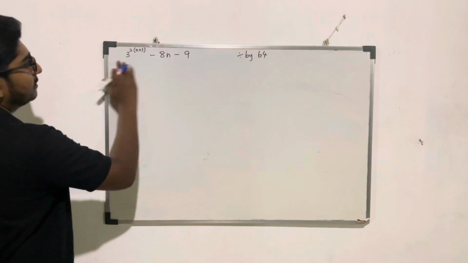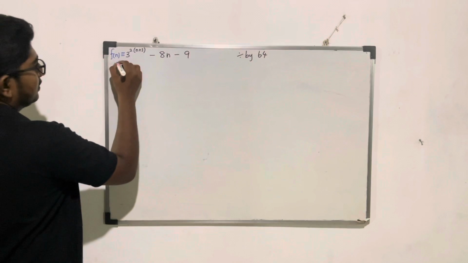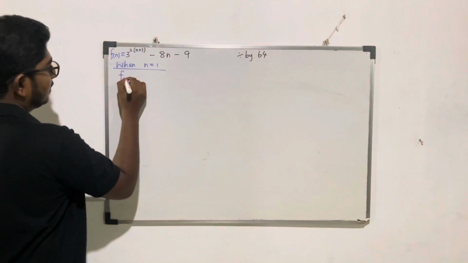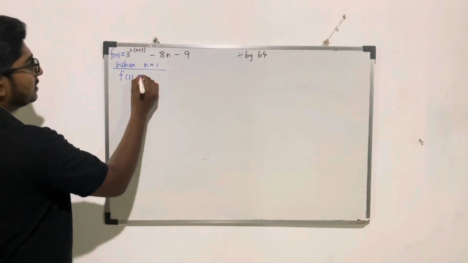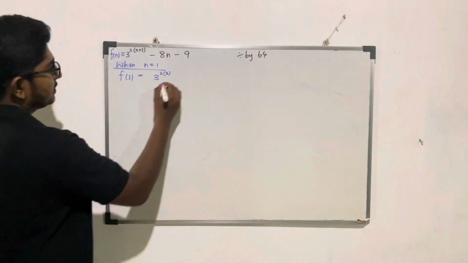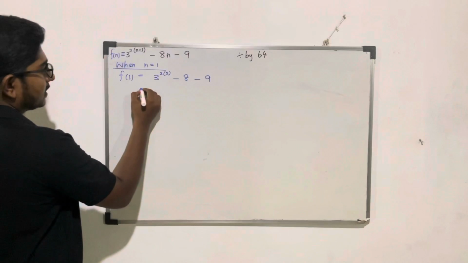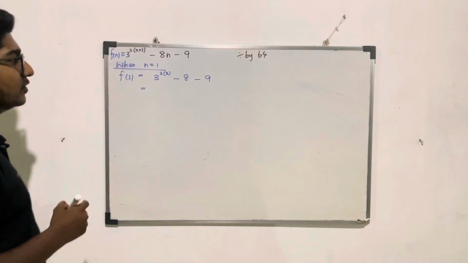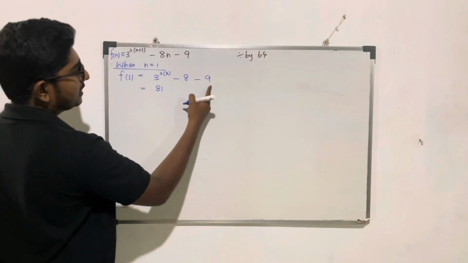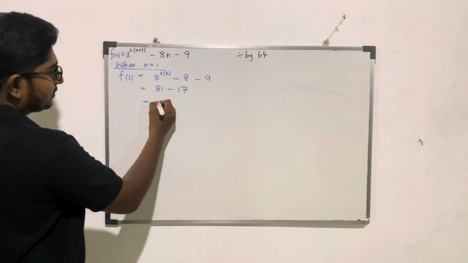Before that, let me label this as f of n. When n equals 1, f of n becomes f of 1, which is equivalent to 3 to the power 2n plus 1, that becomes 2, 8 into 1 is 8, minus 9. 3 to the power 2 into 2 is 4, 3 to the power 4 is 81. 81 minus 8 minus 9 is 17, and this is 64.